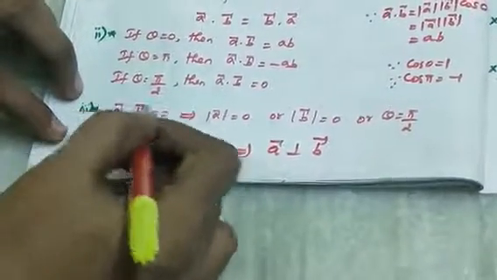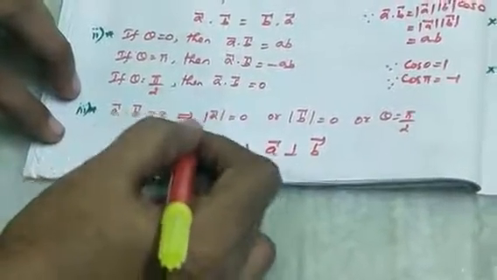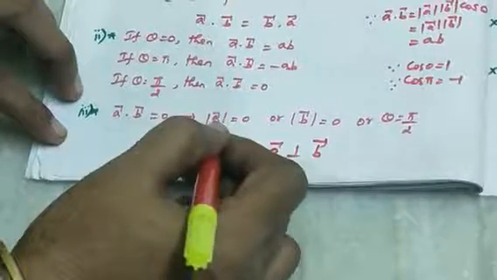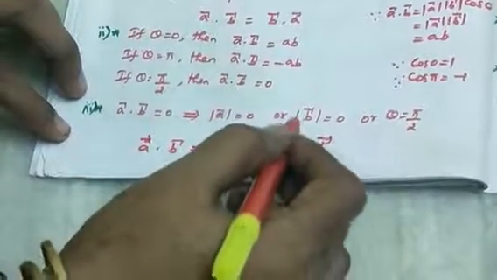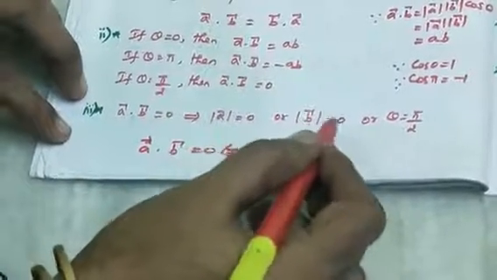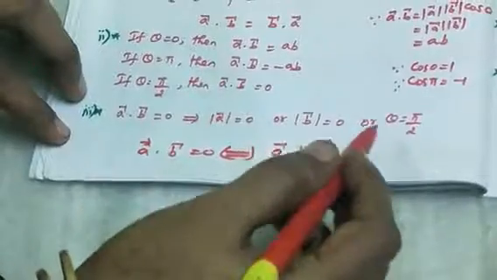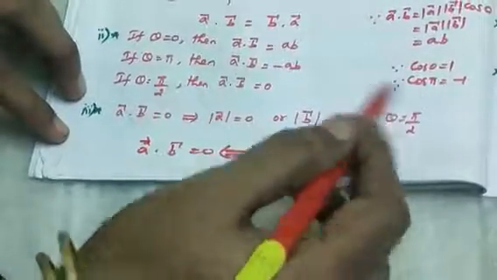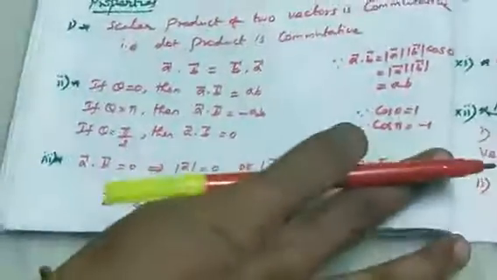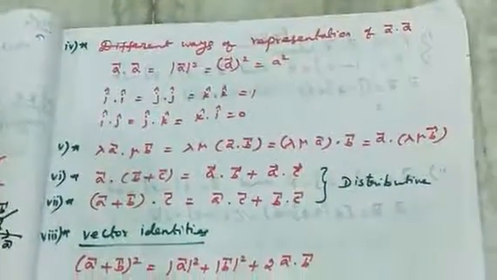Next, a vector dot b vector is equal to 0, that means either a vector is equal to 0, or modulus of b vector is equal to 0, otherwise the angle between the vectors is pi by 2. Next property, different ways of representation of a vector dot a vector.